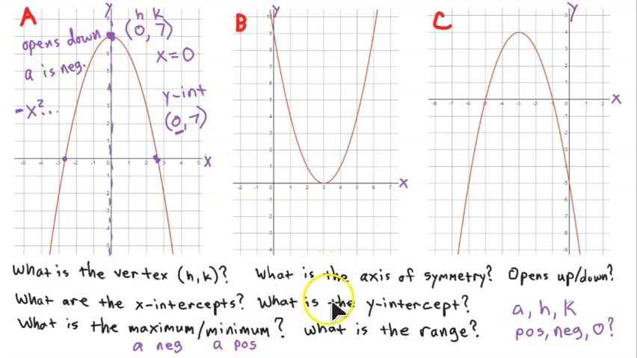So if it opens up, then it has a minimum because a is positive. If it opens down, then a is negative and it has a maximum. You can see this is a high point right here, and the maximum is 7. It's the k. The maximum or minimum is always whatever k is.